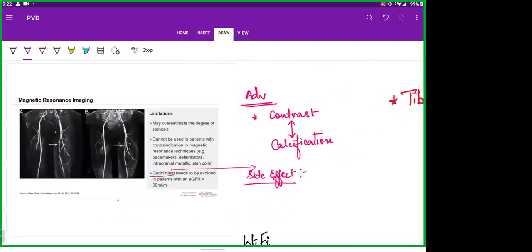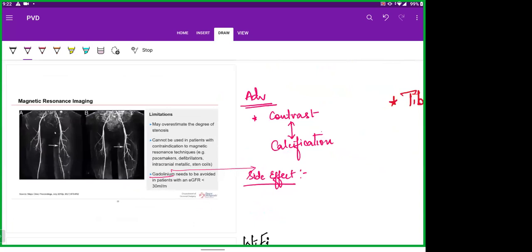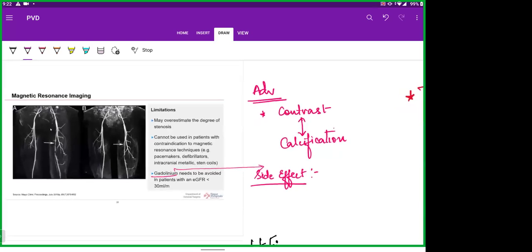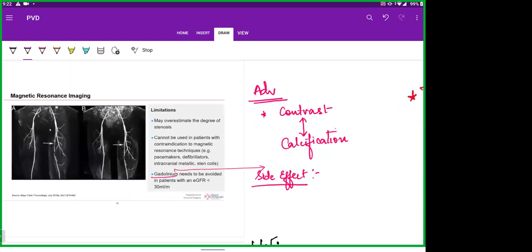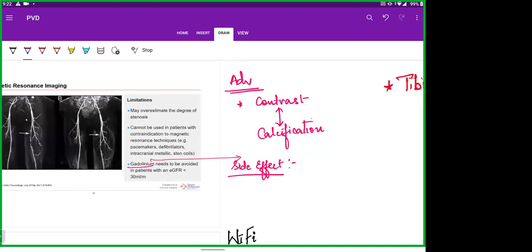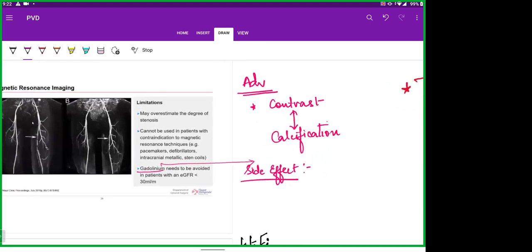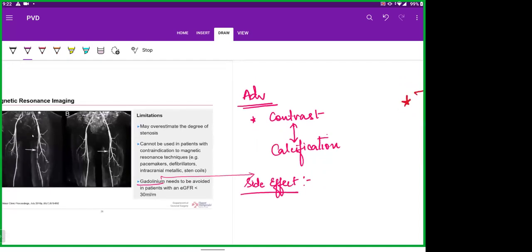Sir, can I continue? So moving on to MR angiography, like we have already discussed, it is useful for tibial disease where we can delineate the calcification from the actual blood vessel. And one more thing about MR angiography is that for people who are having a pacemaker or any kind of metal in situ, it is a limitation.